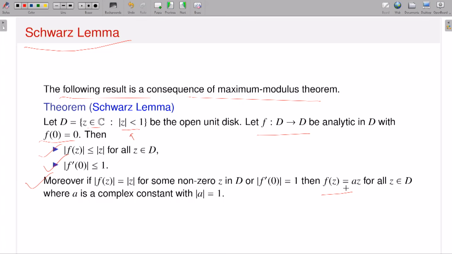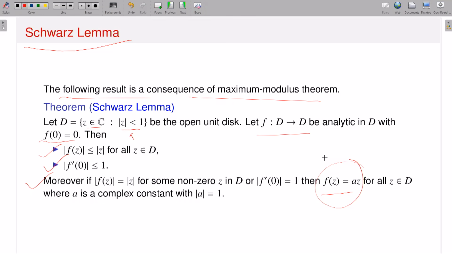And in particular, if I say that the absolute value of f(z) is exactly equal to mod z for some z in D, or say absolute value of f'(0) is equal to 1, then you have the explicit expression. That means your f(z) is exactly a degree 1 polynomial, that means a times z, where a is a complex number with unit modulus. That means somehow it characterizes all analytic functions from D to D having the property that f(0) is equal to 0. Okay.